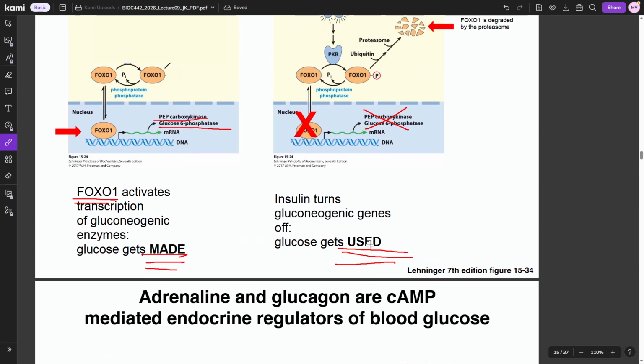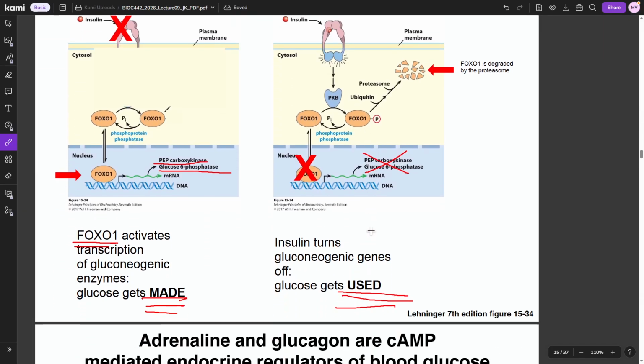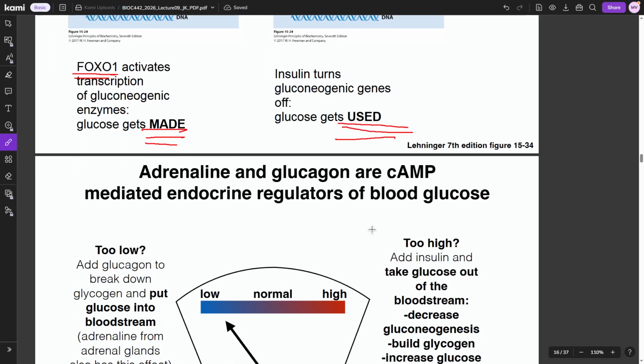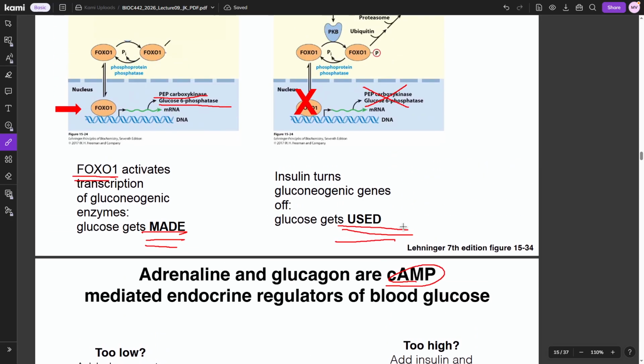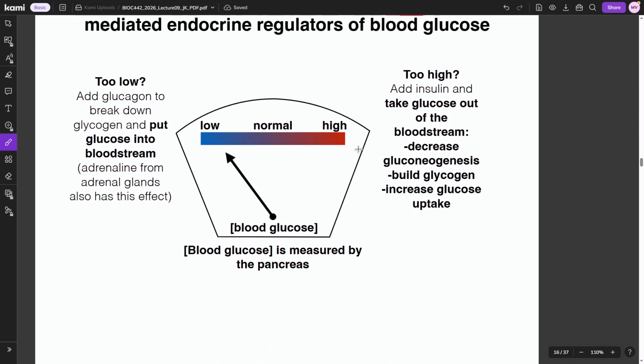So this is actually different from glucagon and adrenaline, for example, because remember, adrenaline and glucagon use cyclic AMP. Insulin does not use cyclic AMP. It is specifically using these receptor tyrosine kinases, which don't use second messengers, generally speaking, in the form of cyclic AMP or calcium or anything like that.